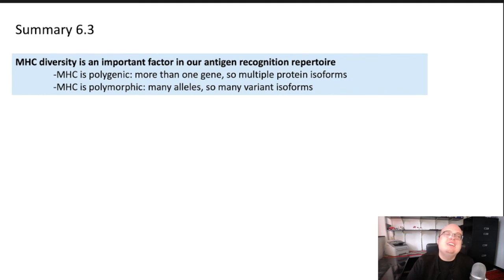Let's summarize. MHC diversity is an important factor in our overall repertoire of all the different possible antigens that we're able to recognize. This comes from two major factors. MHC is polygenic, meaning that it has more than one gene, so we actually encode multiple protein isoforms on those different genes. MHC is also polymorphic, so within those genes, there are a lot of possible alleles that we could inherit from our parents. So there are many variant isoforms as well.